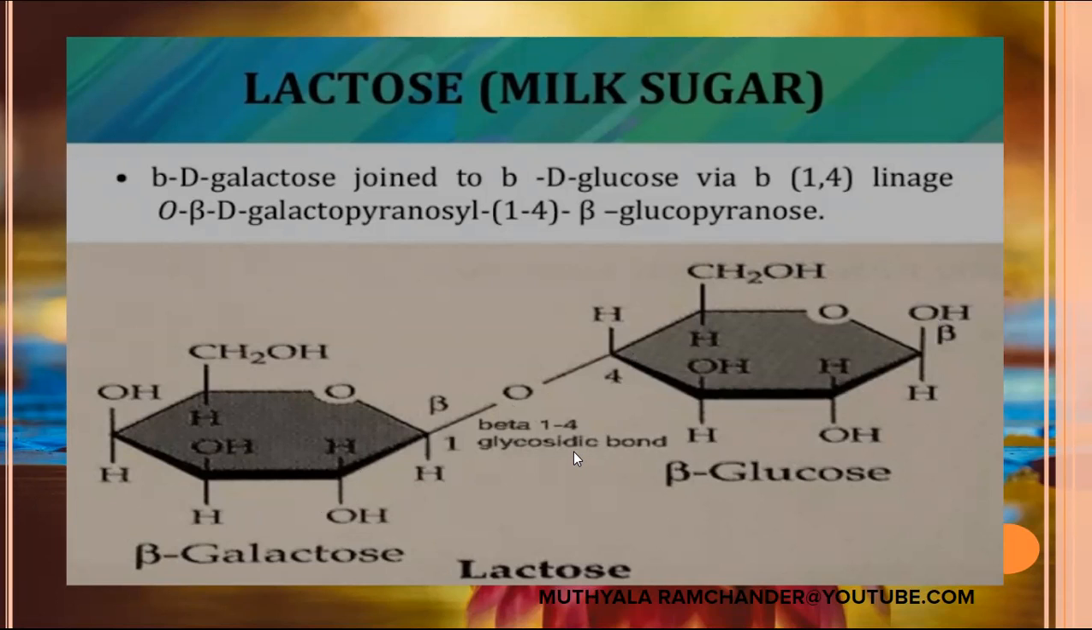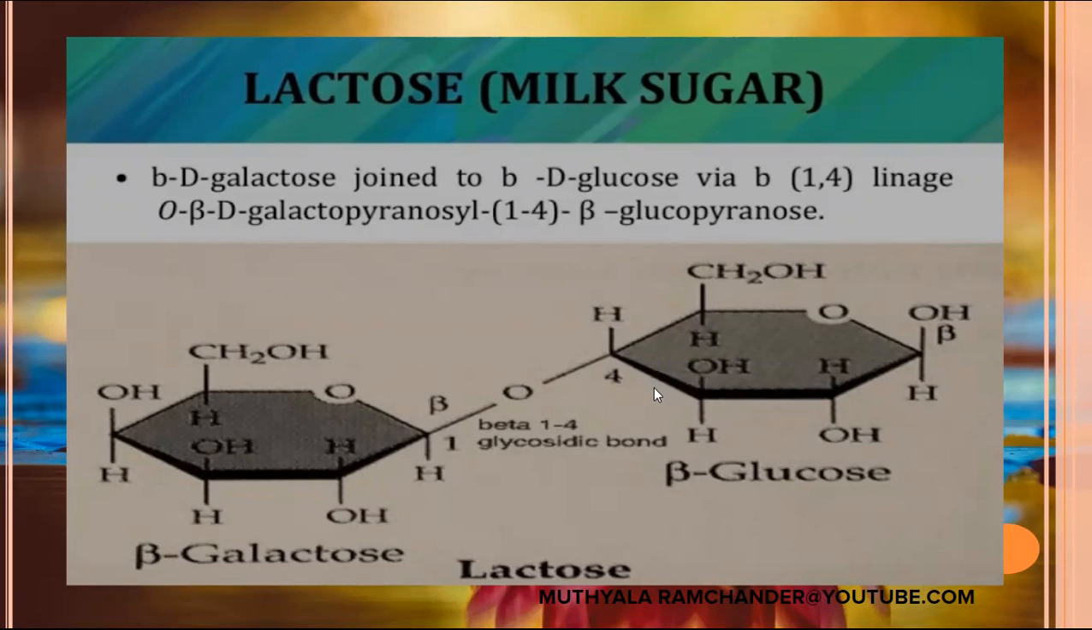It is a disaccharide purely of animal origin. Lactose is commonly called milk sugar. It is present in the milk of mammals, in the mammary glands. However, it is also found in the urine during pregnancy.